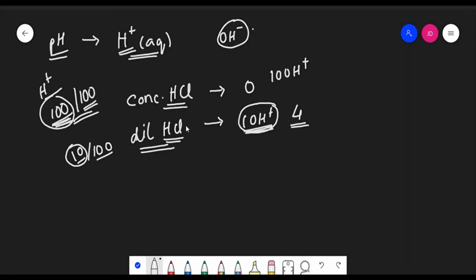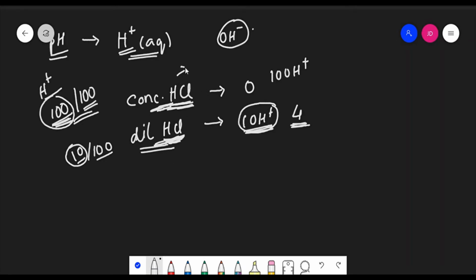So what I'm trying to tell you here is, even though both of them are HCl, concentrated HCl has got a lower value of pH, meaning a stronger acid. Dilute HCl has got a higher value of pH, meaning it is not as strongly acidic, or it is a weaker acid. The reason is, concentrated HCl contains more HCl, so it can release more H plus. Dilute HCl has less HCl, so it can release less H plus in water.